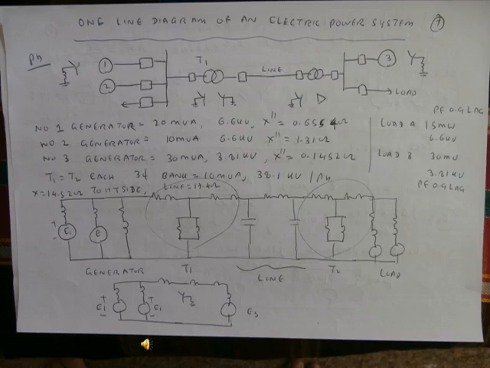This one is the one-line diagram of the electrical power system. In the diagram, you can see the two generators are connected. These generators are star-point connected to ground and to transformer T1. T1 has both star connections, connected to ground and to the line.